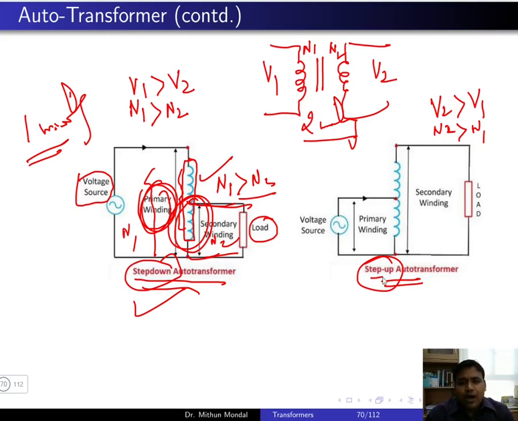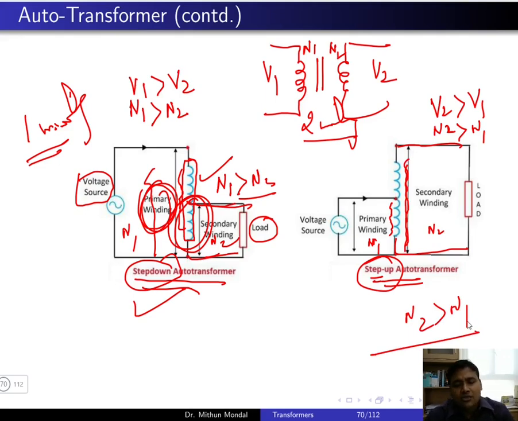Whereas in a step up auto transformer, if you see, the entire winding is taken outside to the load. So the number of turns in N2 is more than the number of turns in N1, which is the primary winding. So the primary winding is only this part of the circuit, whereas the secondary winding is the entire winding. So here N2 is more than N1, hence it is known as the step up auto transformer.